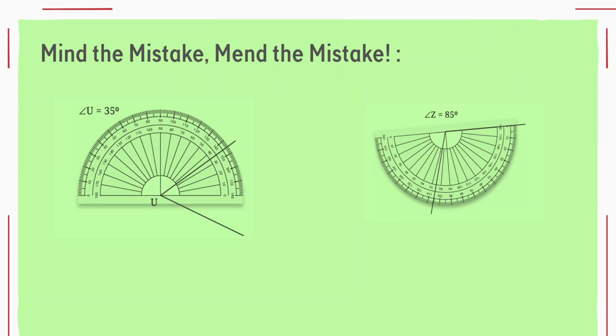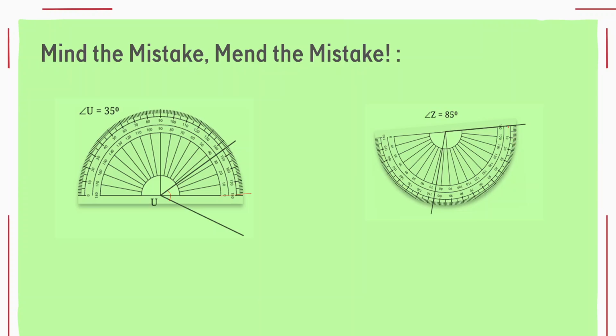Mind the mistake. Let us see, when we are using the protractor, if we want to measure the angle between these, do we need to use it like this? No. We have to always ensure that one line coincides with the 0, and then the other angle we need to measure.